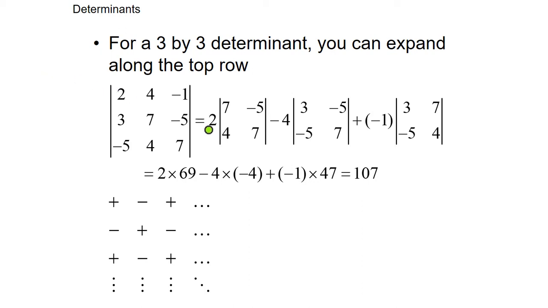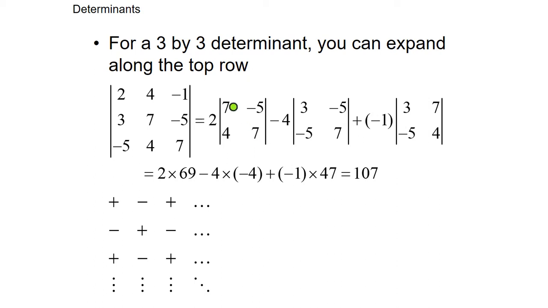So we start off with our 2, and then we multiply by the 2 by 2 determinant, not involving the same row or the same column as the 2. So it's this 7, minus 5, 4, 7 determinant. And we also multiply by plus 1. And then we come to the 3. We multiply the 3 by the negative from here, and also by the 2 by 2, not involving this top row or this middle column. So we have 3, minus 5, minus 5, 7. Then also plus from here, minus 1, and the 2 by 2, not involving this row or this column. So 3, 7, minus 5, 4.